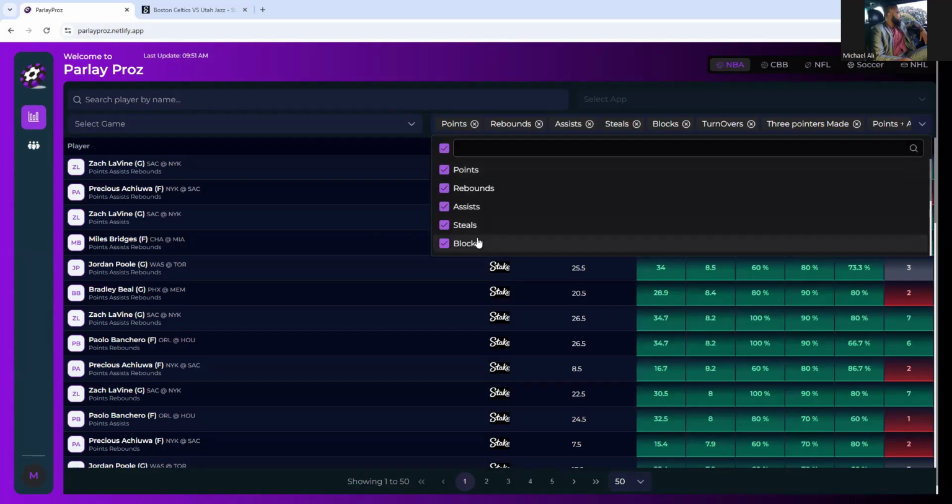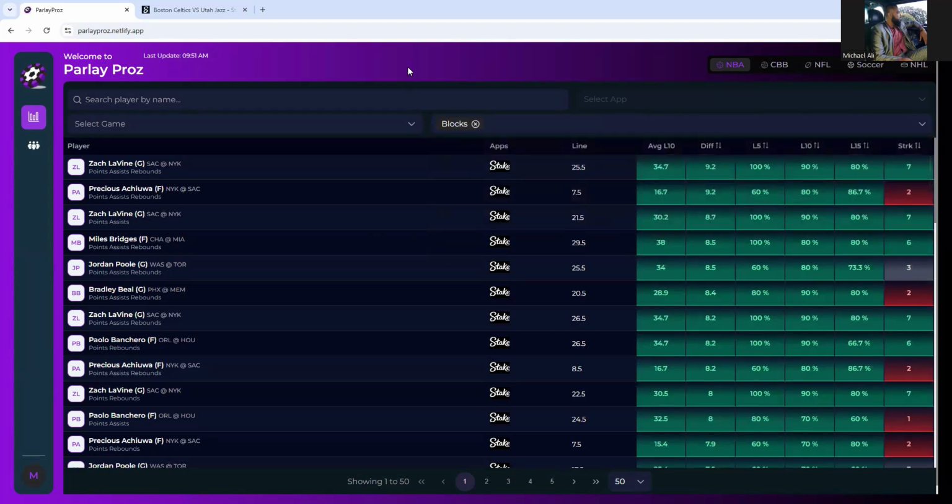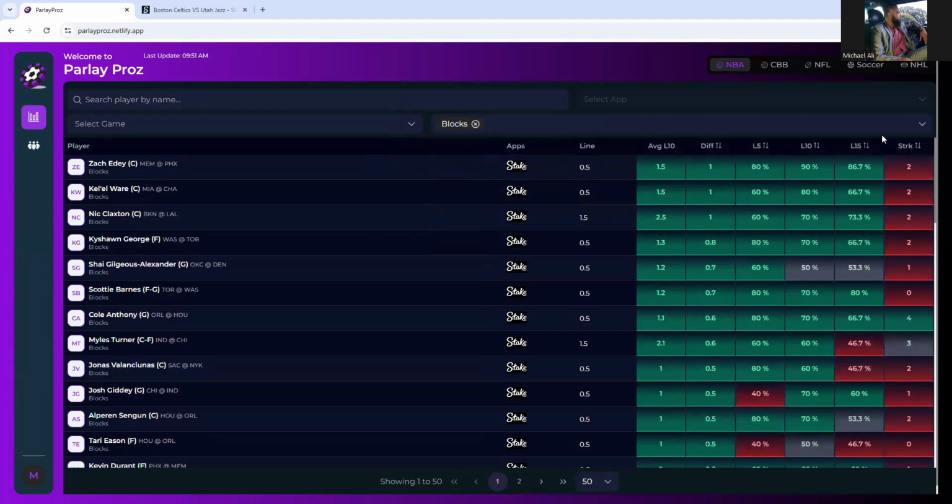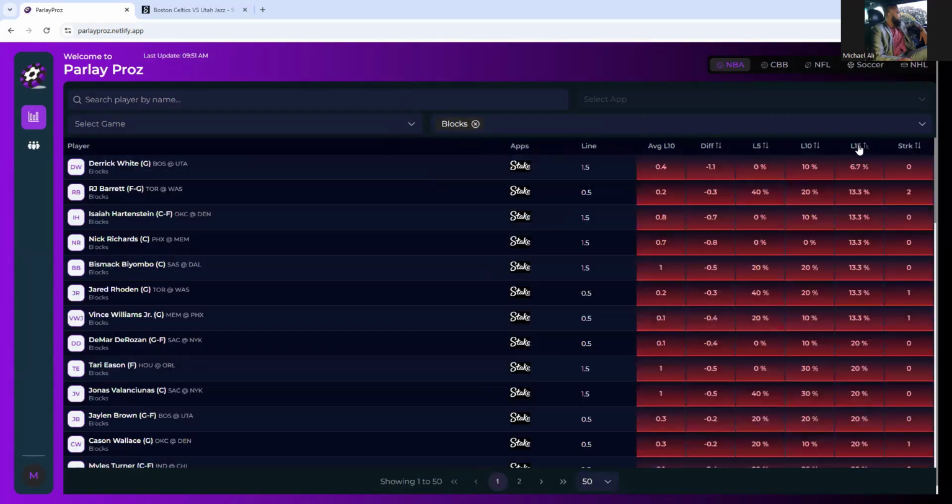All right, let me go to blocks. They look for the under. These are things that you want to look for the under on. I look for the under on these. So you see Derrick White, right? This is not bad.